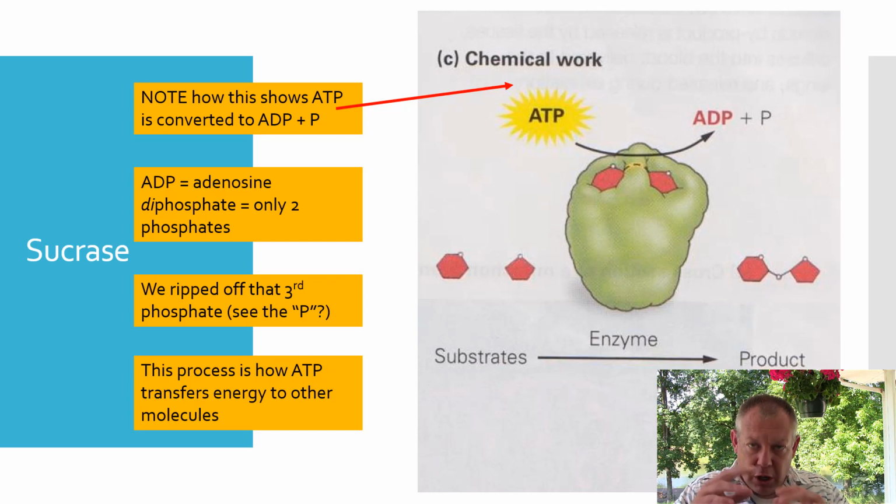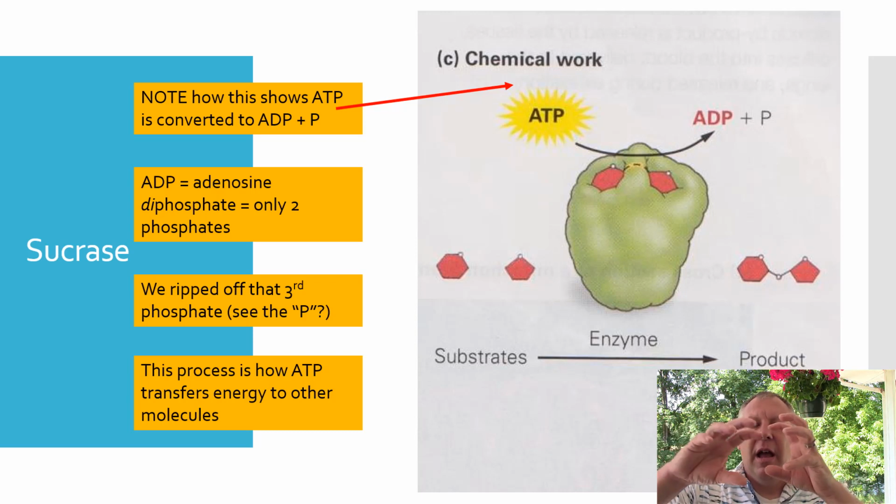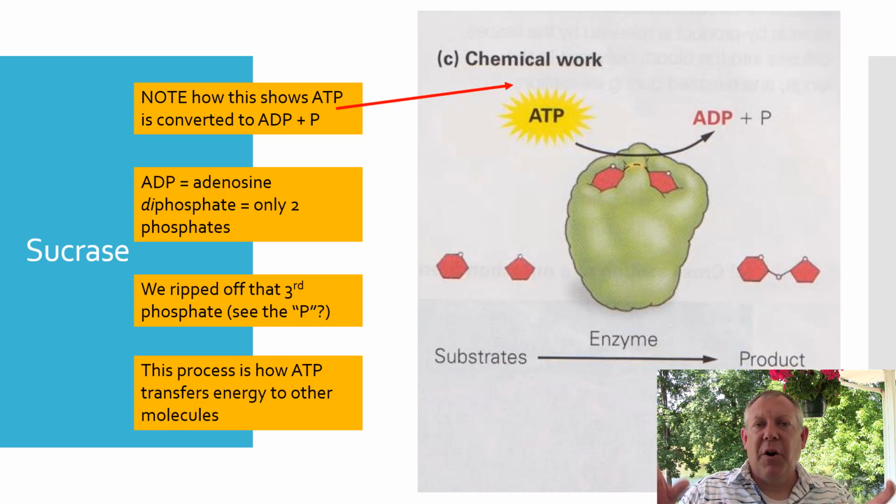And so you're going to be seeing this in a lot of our diagrams. And this is how ATP transfers energy from one molecule to another, by releasing that high energy phosphate. And so then the energy that's released can be used. And then later, as we talk about cellular respiration, we'll reverse this process. We'll use energy from your food to stick a phosphate onto an ADP, and that's how we'll make ATP.